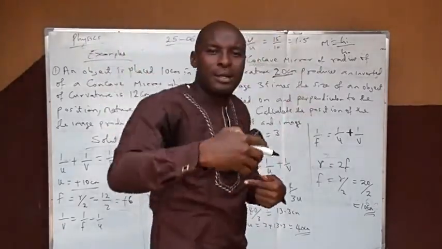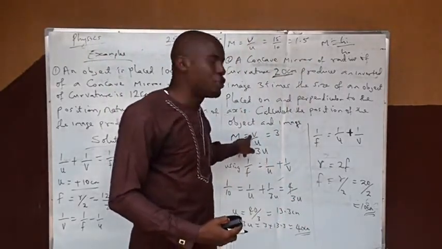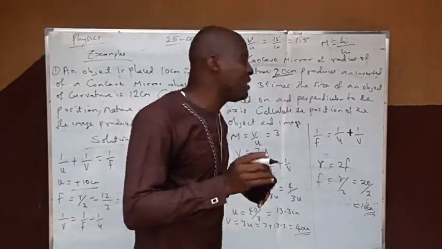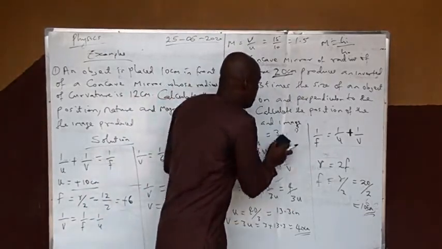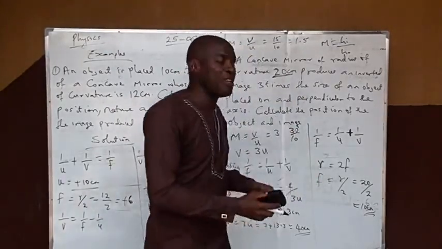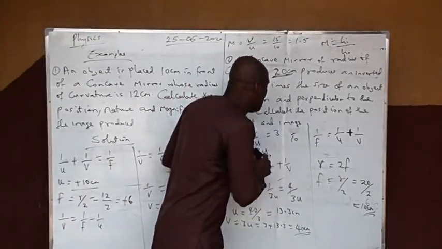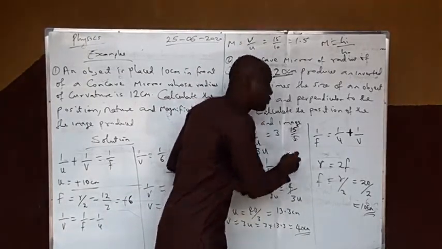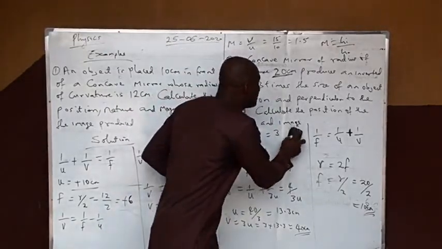So if we say that the image distance is 3 times the object distance, it means that the image is 3 times the distance of the object. So by way of division, V over U will give us 3. So what does that mean? It means that assuming the image is 30, the object will be 10, so that when you divide 30 by 10, you have 3. Assuming that the image is 15, the object will be 5, so that when you divide 15 by 5, you have 3. So that is the meaning of 3 times the size of the object.